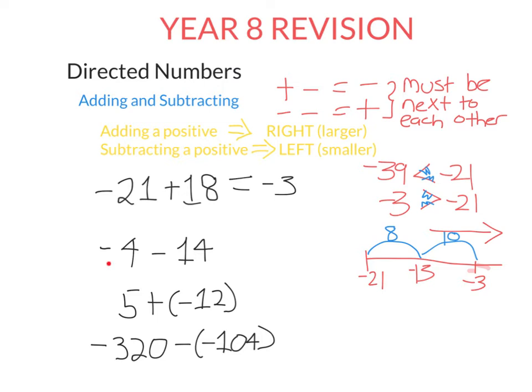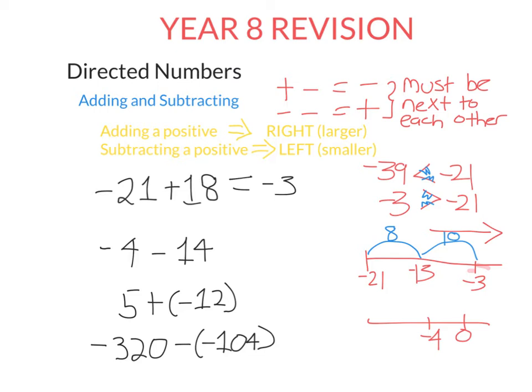So let's do this one here. Minus 4 subtract 14. This time we are subtracting a positive, so we're going left on the number line. Our answer should be smaller. Our answer is going to be smaller than the minus 4 that we started with. Even if you don't want to represent the whole journey on the number line like I did here, what you can do is just draw a number line. We'll start at minus 4. Just know that 0 is over here and we're going to the left. So the number is going to be further away from 0.